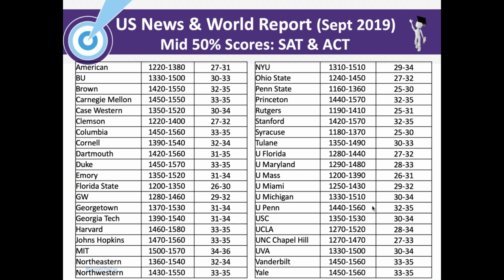Just a quick snapshot: U.S. News and World Report just published, in September 2019, the mid-range 50% scores for the SAT and ACT.